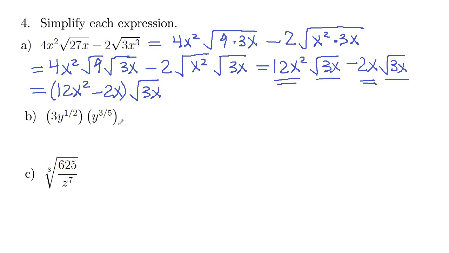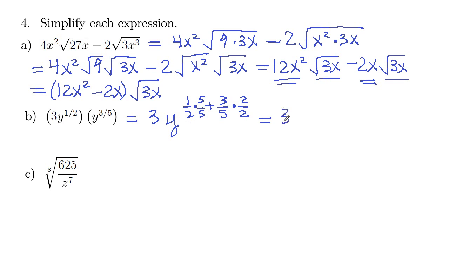Next up, we got some rational exponents. We're multiplying here, so we're going to add our exponents. So this will be 3 times y to the power 1/2 plus 3/5. And when you're adding fractions, you got to get a common denominator, which in this case is 10. So in that first fraction, we multiply by 5 over 5 to get an LCD of 10. And in the second fraction, we multiply by 2 over 2, again, to get that LCD of 10.